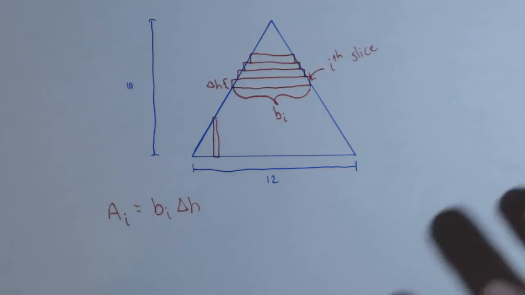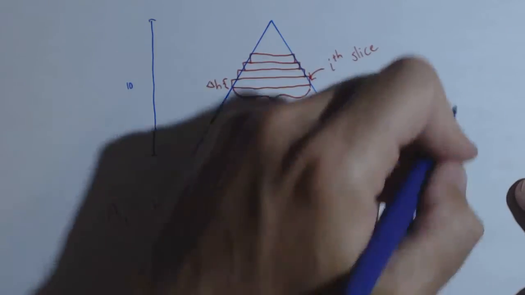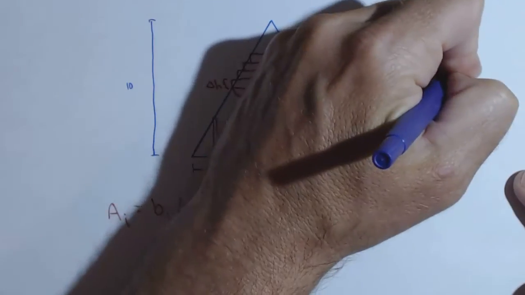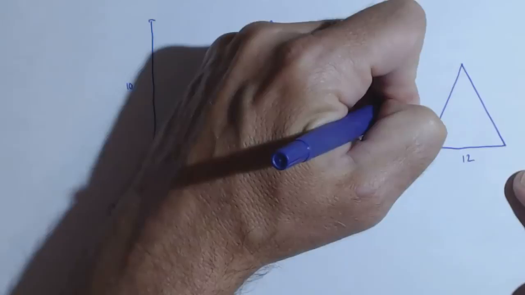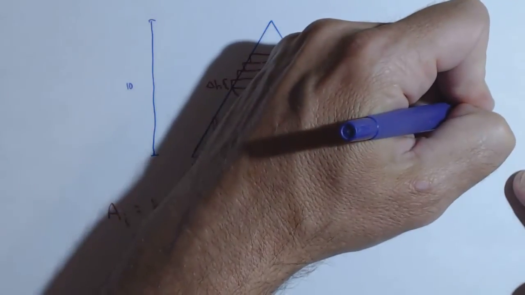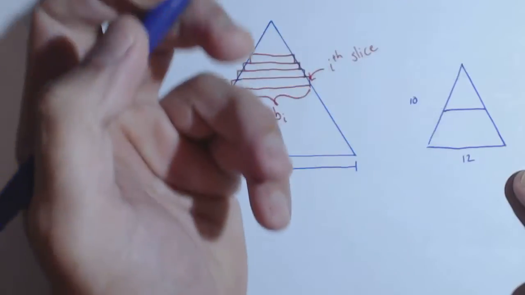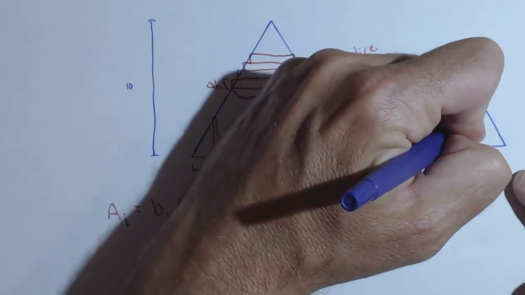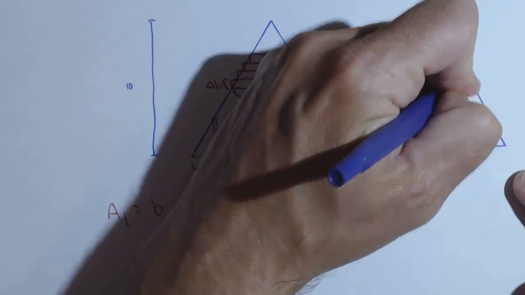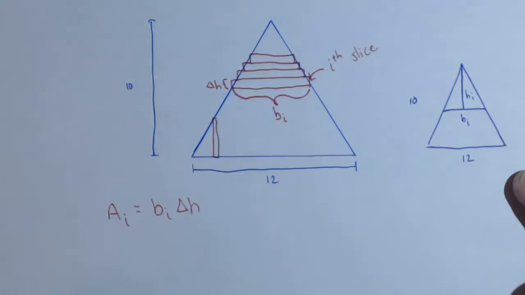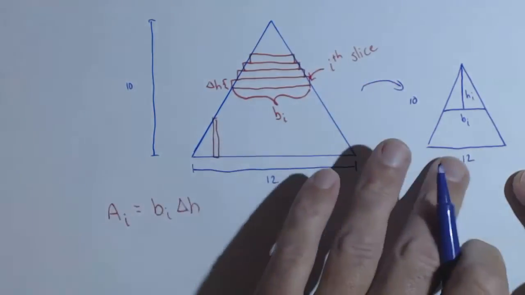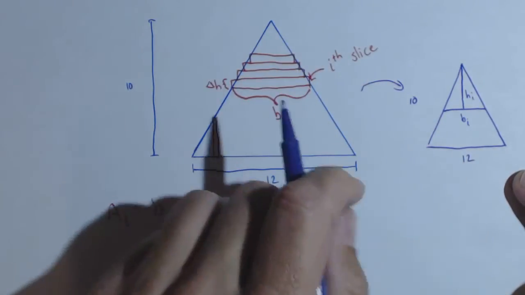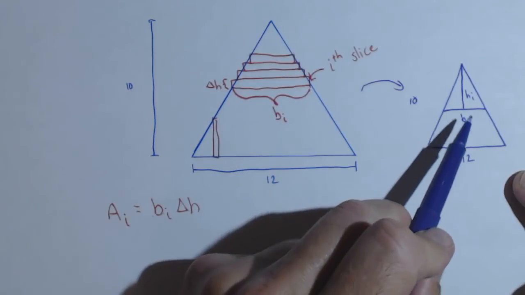Well, I'm going to go back to my drawing and I'm going to notice something. Now I'm going to redraw it, not to the same size. I know my big triangle here is 12 and this is 10, and then I've put in my slice here and I've called this B sub i, and that means this is H sub i, the height of the ith slice. So this is miniaturizing my triangle here, just taking out some of the extra notation we have.